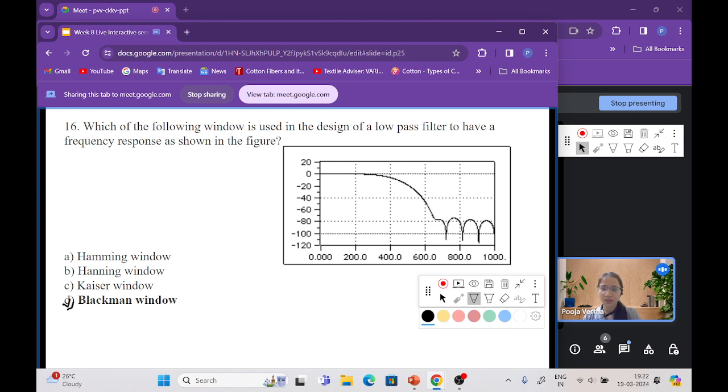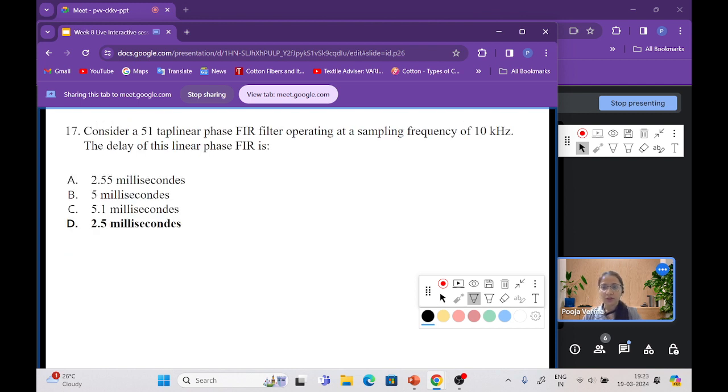Okay, moving to the next question. Consider a 51 tap linear phase FIR filter operating at a sampling frequency of 10 kHz. The delay of this linear phase FIR filter is, here N is given as 51, and the sampling frequency is also given, that is 10 kHz. So how will you find the delay of this linear phase filter?